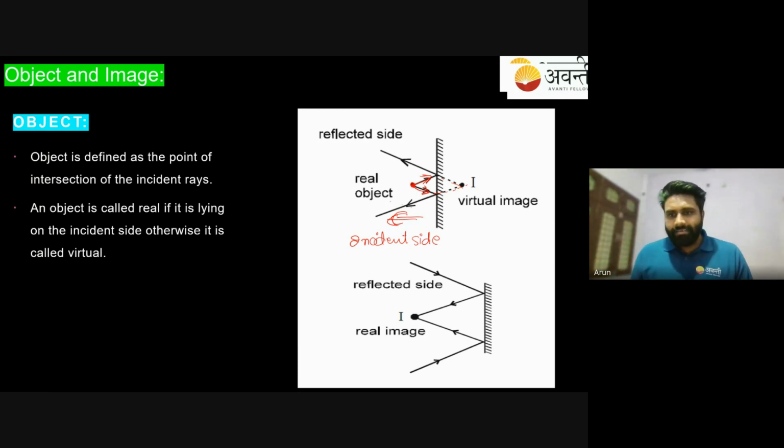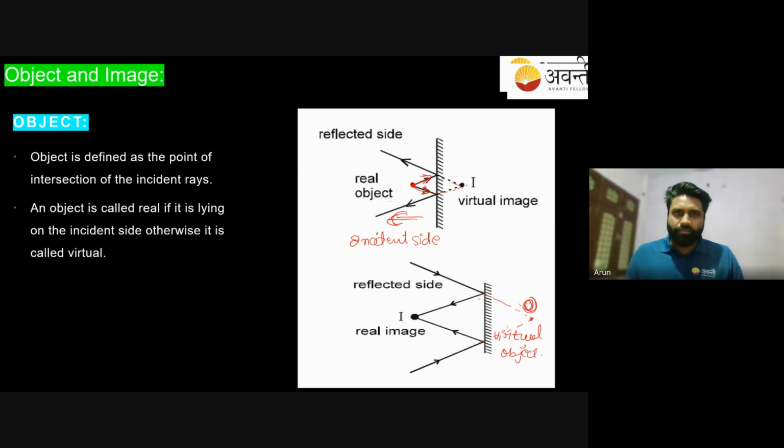Like for this, the second part of this image, if you try to draw the intersection of this incident ray, these rays are coming, these are the incident rays. They are not intersecting with the boundary yet. So this object is not lying on the incident side. So what is it called? It is called the virtual object that we have. Got it?